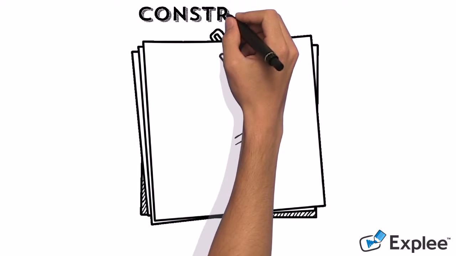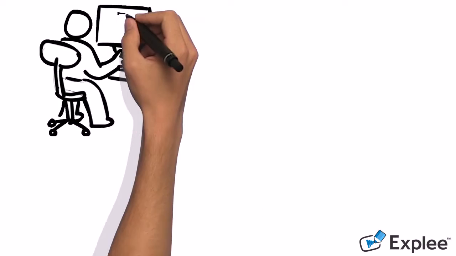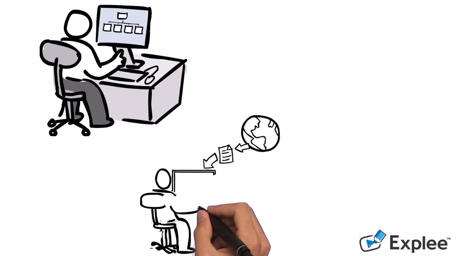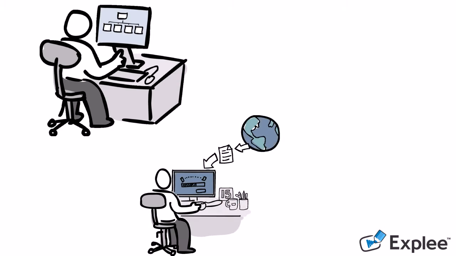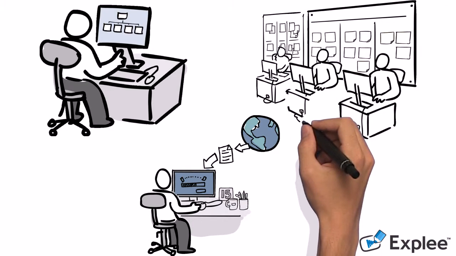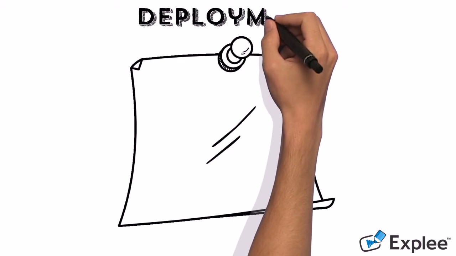The next step is the construction phase. The actual coding of the software is done in this phase. This coding is done on the basis of the model designed in the modeling phase. So in this phase software is actually developed and tested. The last step of waterfall modeling is deployment.